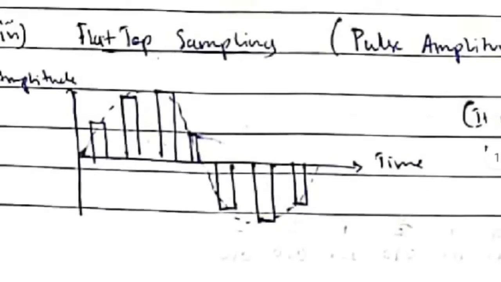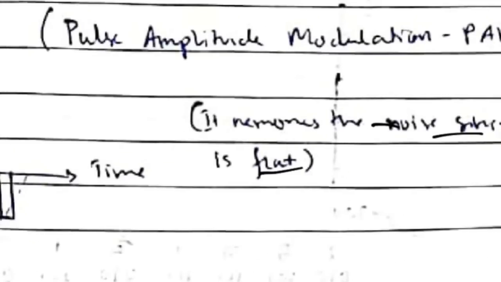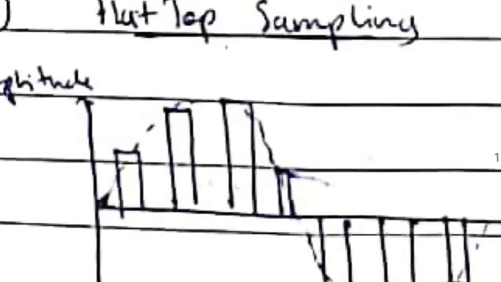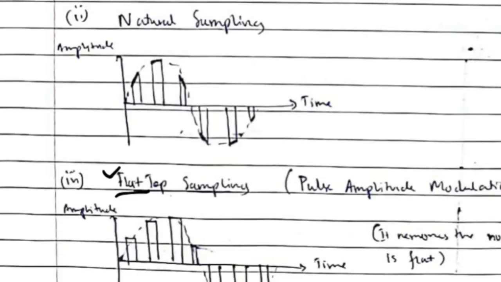And the third one is flat top sampling. This is the same as natural sampling, but the difference is that in flat top sampling we will not be marking the wave from here, but we'll have a flat top. Here also we'll have the flat top for each of the bars. The advantage is that it removes the noise since the top is flat. How is that? See here, even if there's a disturbance here, that won't be reflected here since the top is flat. But in this case the noise will be reflected since the changes here will be marked as such. So natural sampling has a lesser advantage than flat top sampling in removal of noise.